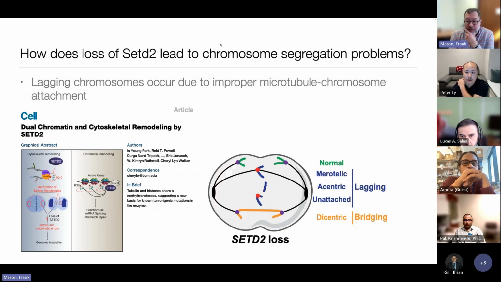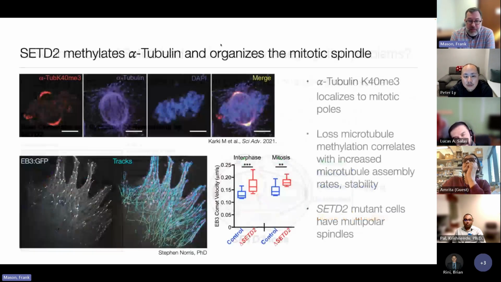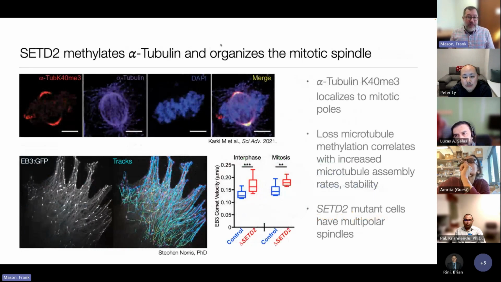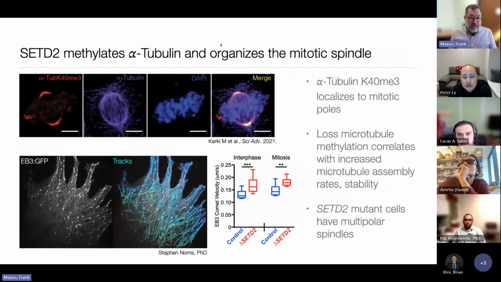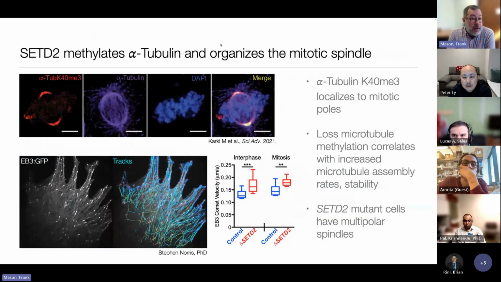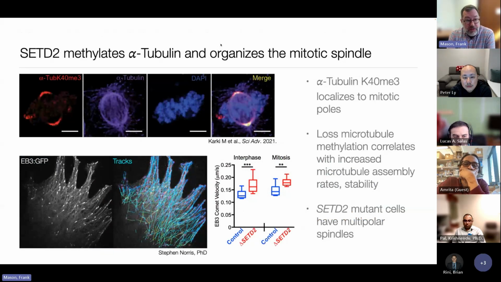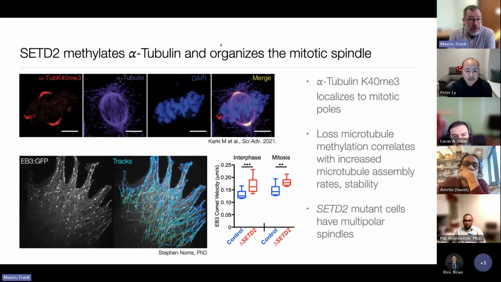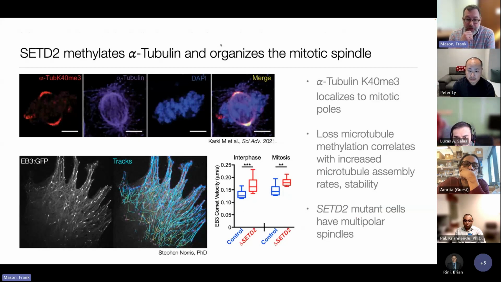And work from Cheryl Walker's lab in collaboration with Kim over the last few years has shown that SETD2 may alter the microtubule dynamics, contributing to some of these lagging chromosomes through its role in methylating alpha tubulin. Sorry if the graphic is pretty small here, but Cheryl's group showed in 2016 that SETD2 can methylate alpha tubulin, a component of the cytoskeleton that's important for segregating chromosomes, and loss of SETD2 and its tubulin methylation can promote a number of defects in microtubule dynamics during mitosis. They generated an antibody against this tubulin methylation mark, and they can see that methylated alpha tubulin localizes to the spindle poles during mitosis.